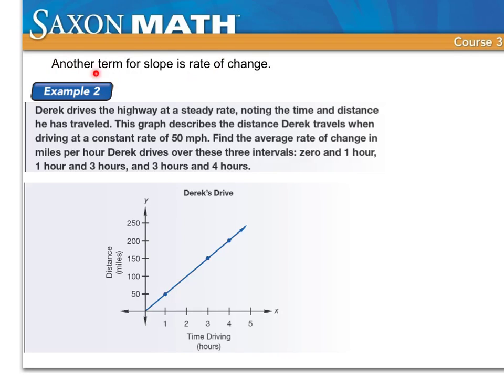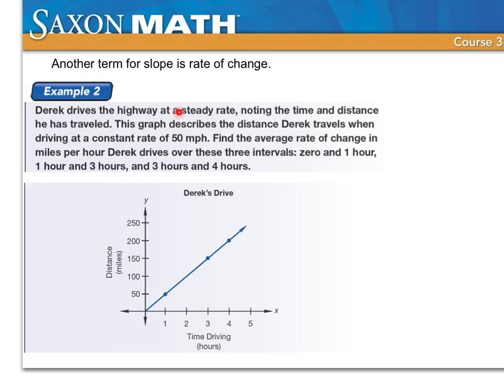Alright, so up here there's an important note. It says another term for slope is rate of change. So if you see rate of change, that means they're asking you to find the slope. Okay, so let's look at this example. You'll usually see that term in real-world situations. So rate of change is just a real-world name for slope.